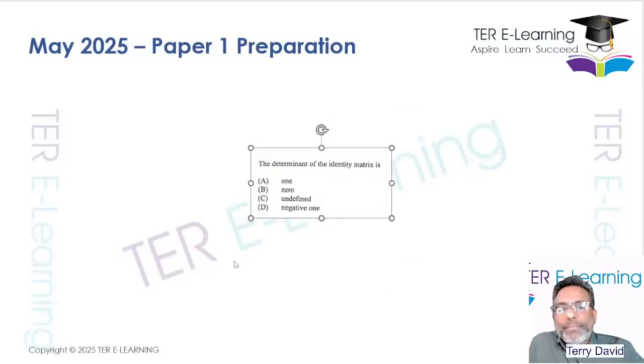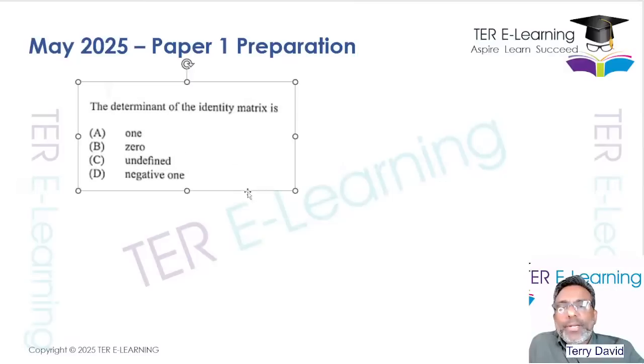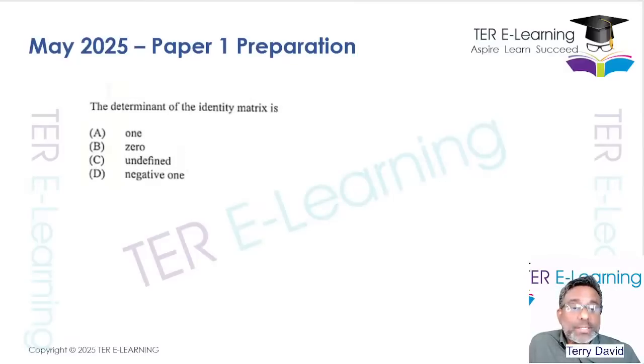What about this question here? The determinant of the identity matrix is what? What's the determinant of the identity matrix? I've seen people saying the answer is A. Let's double check that. So the first thing, you need to know what the identity matrix is, which is [1, 0; 0, 1]. That's your identity matrix.